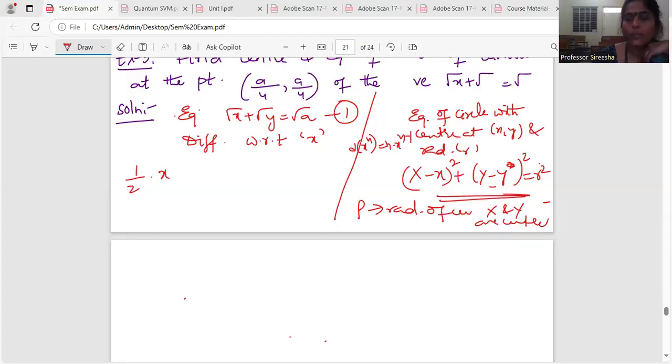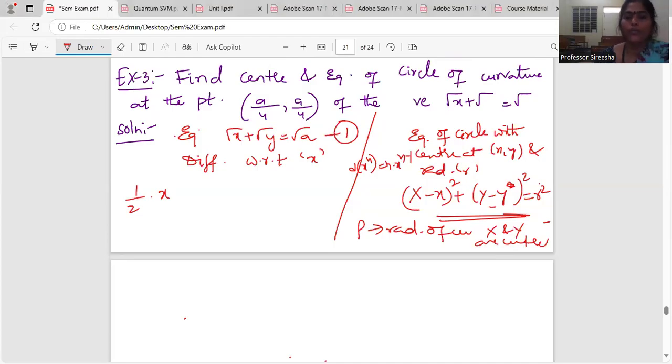Okay, so in the previous videos, we have checked how to find the center of curvature, right? Now here, there's one more extension to the same question, that is finding the equation of the circle of curvature. How do I find it for the curve with equation root x plus root y is equal to root a? It is similar to the equation of a circle format, where the center is at x comma y and radius is r. What's the equation of the circle?